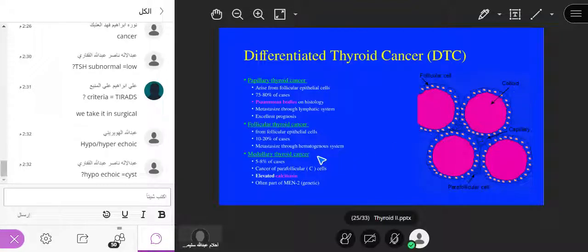Medullary thyroid cancer is the rare form of the differentiated thyroid cancers. It arises from the parafollicular cells. If you remember the parafollicular cells, the C cells, do you remember what the role of the C cells, the parafollicular cells, is?